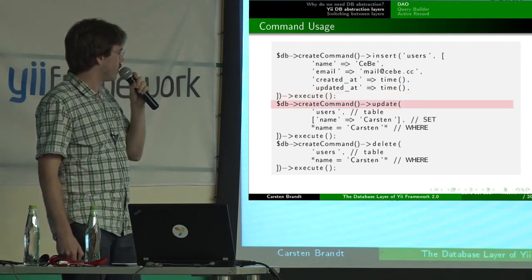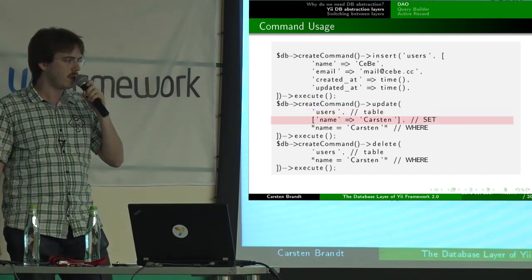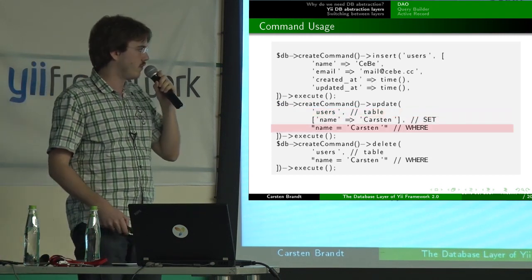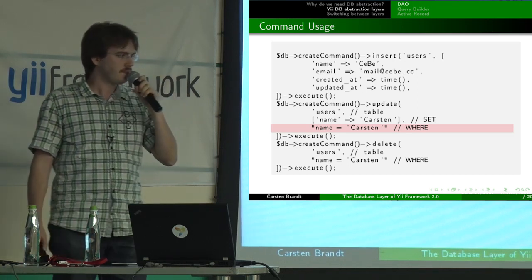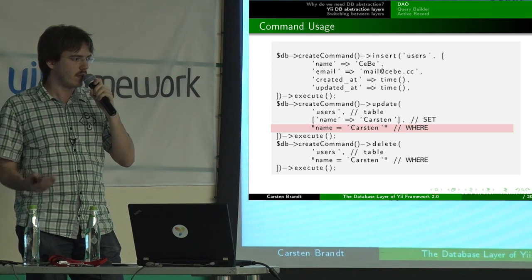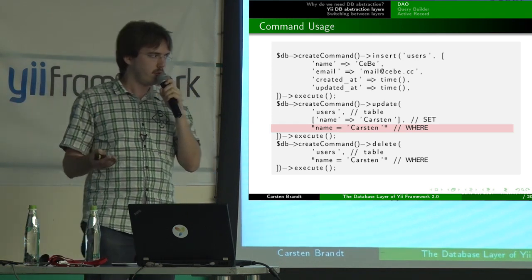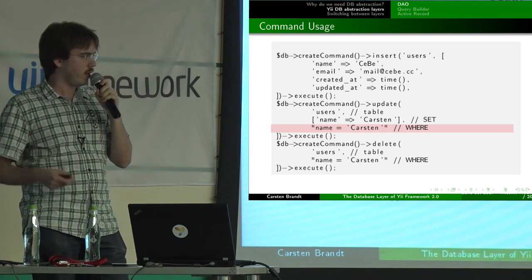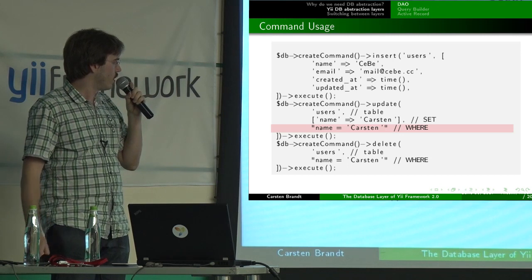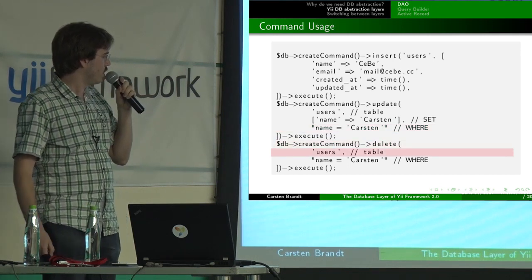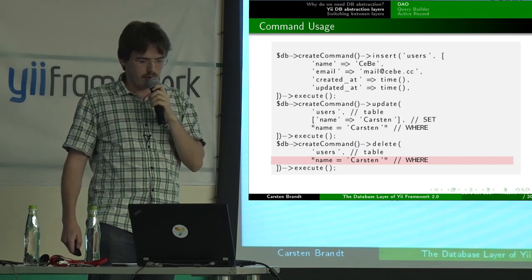Update is basically the same. We have a table, then we have the data we want to update, and the condition for selecting the record. Here we can use just plain strings to write the where condition, but we can also already use other code from the upper layer, which I will explain later. That's also possible to use here. And the same with delete. We have a users table and specify the name for the record we want to delete.